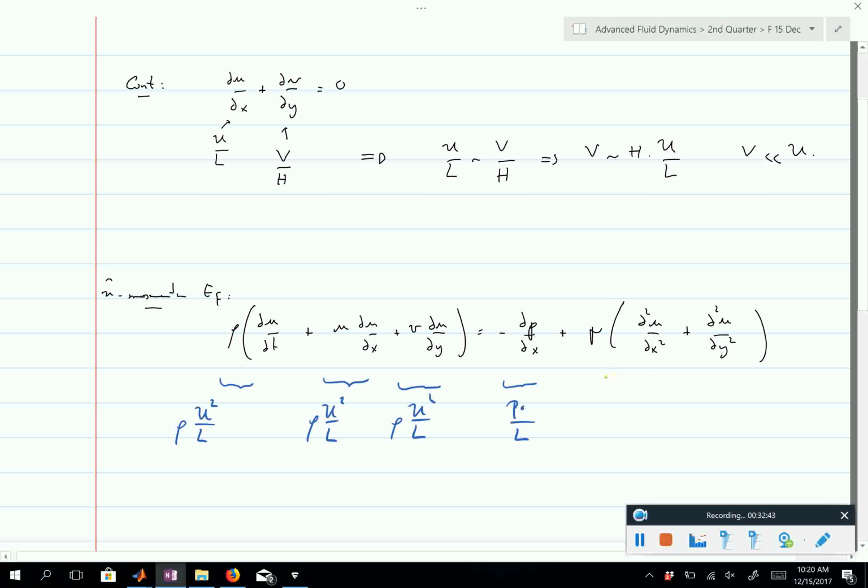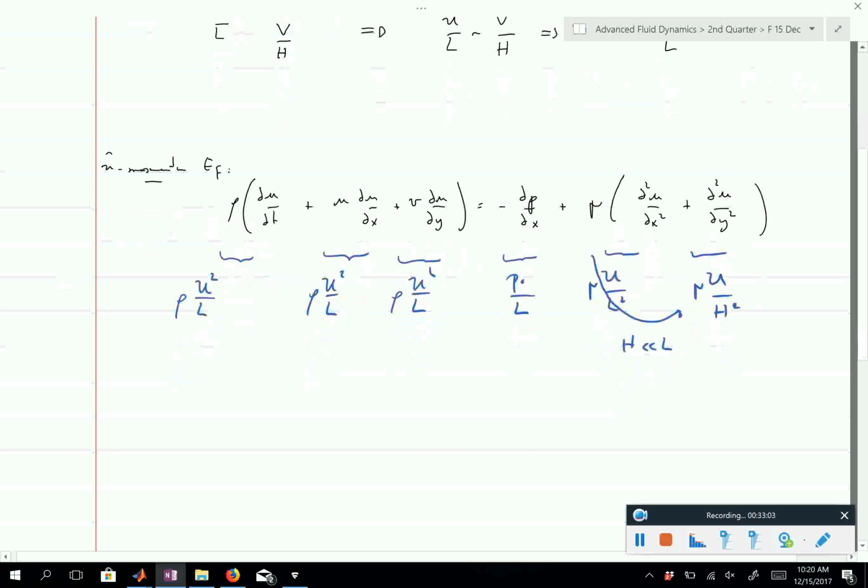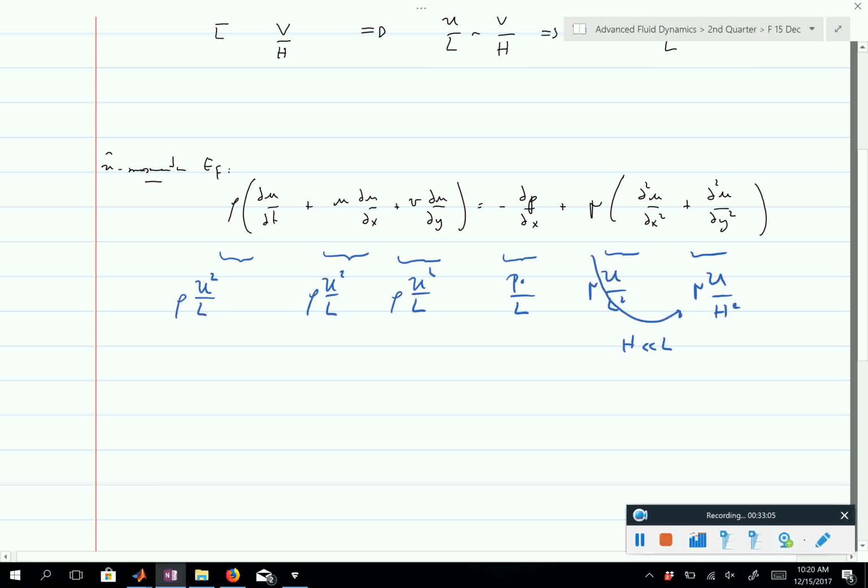So here, this term scales with mu u divided by L squared, and this one scales with mu u divided by h squared, but h is really small. So you directly know that this one is going to be small compared to that, and this is because L is much more than h. Now if h is much smaller than L, then what do we have left? We have left these terms here, which all scale with rho u squared divided by L, and we have this term here, which is mu u divided by h squared.